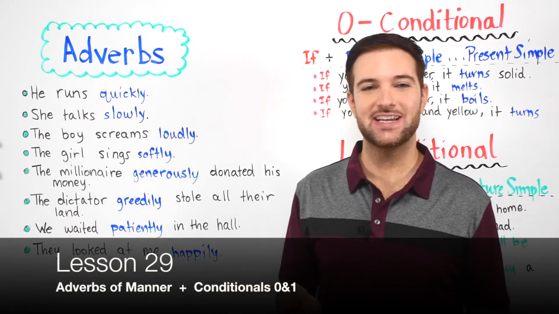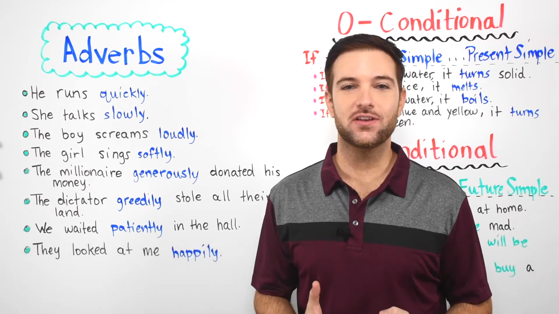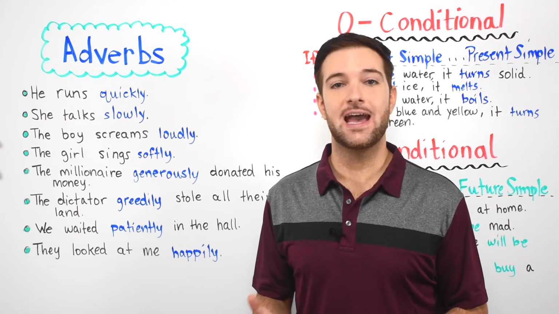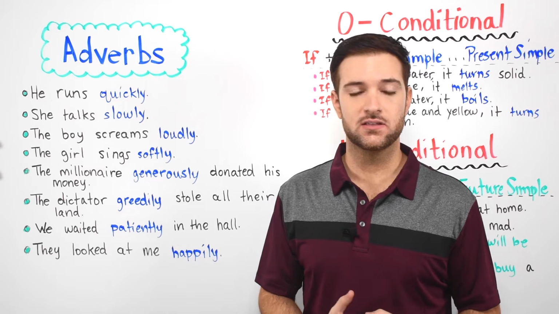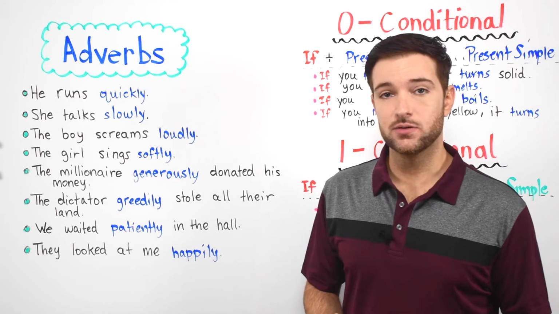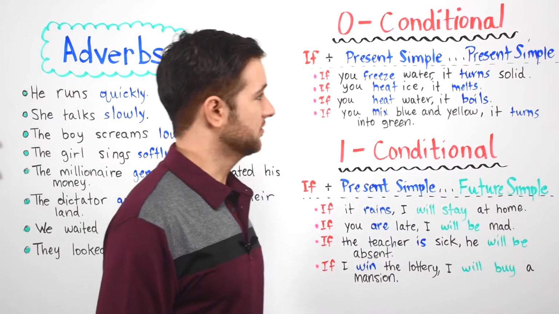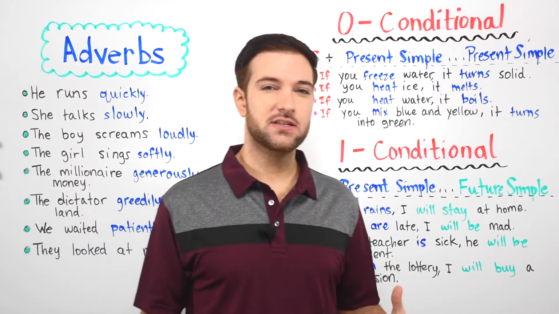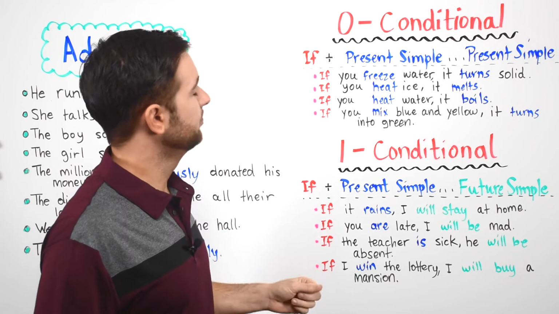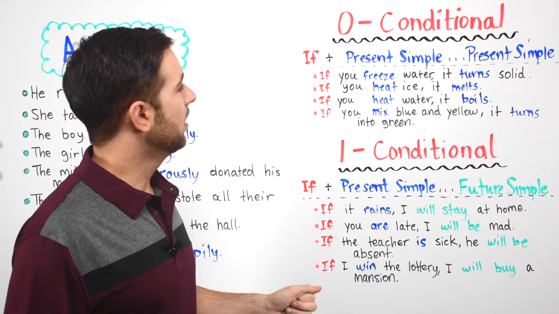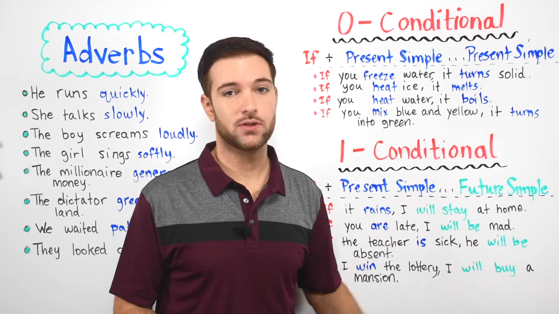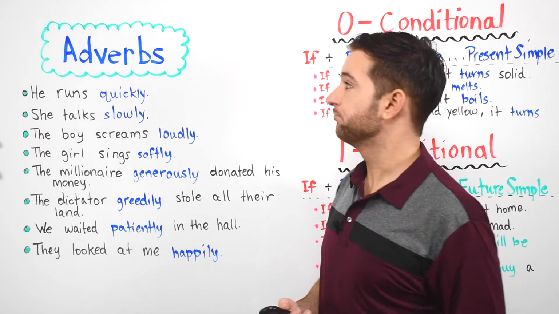This is lesson number 29, and in this lesson we are going to look at adverbs of manner. As you know, adverbs in English are oftentimes placed after the main verb or object in a sentence. Today we are going to be looking at some examples of adverbs, and then we're also going to learn the conditionals. Now, in English we have about a total of 5 conditionals, but today we're only going to learn 2. The first 2 that we're going to learn are called the zero conditional and the first conditional. So let's go ahead and jump right into the lesson.